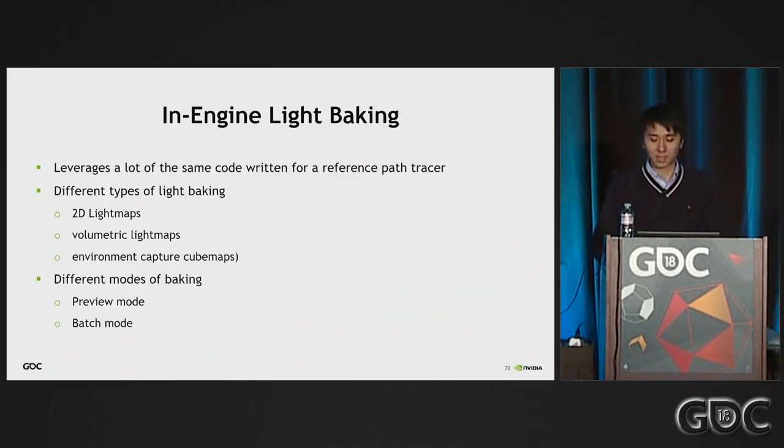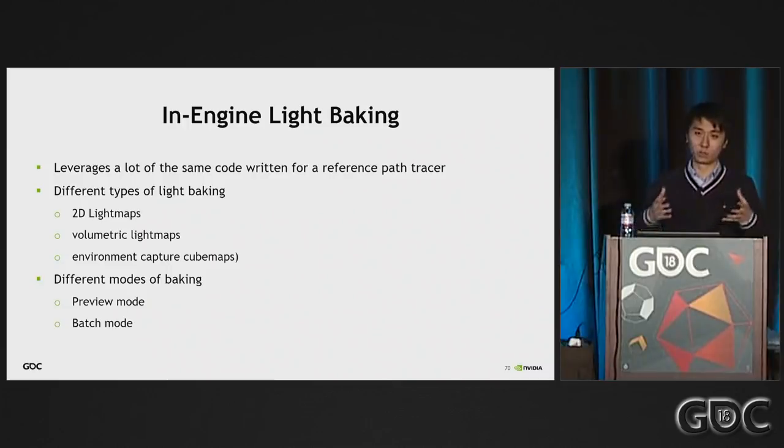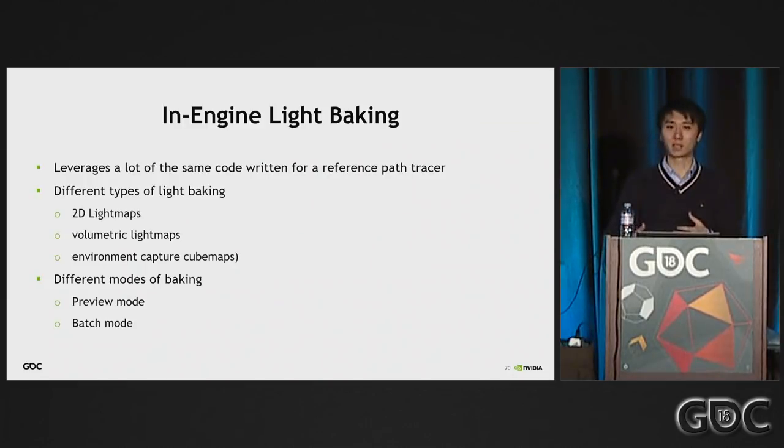So every engine uses light maps and relies on some kind of light map baker. And most of these bakers are probably still running on CPUs with a totally different code path compared with your real-time renderer. So developers nowadays will maybe have to export the scene to some kind of format that can be consumed by the baker, and then it's just not convenient.